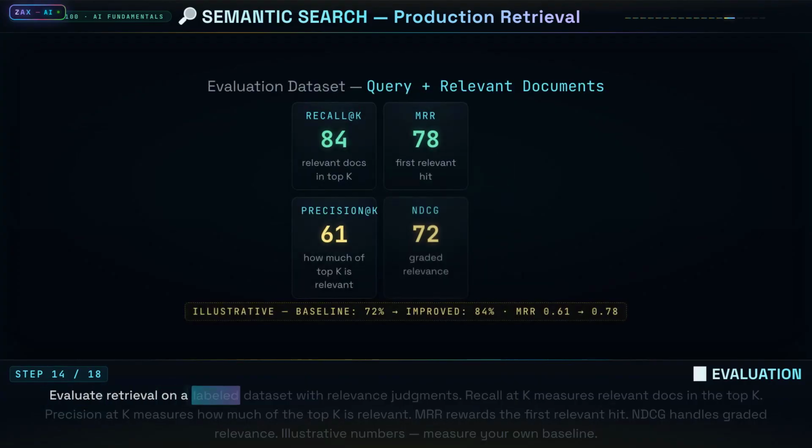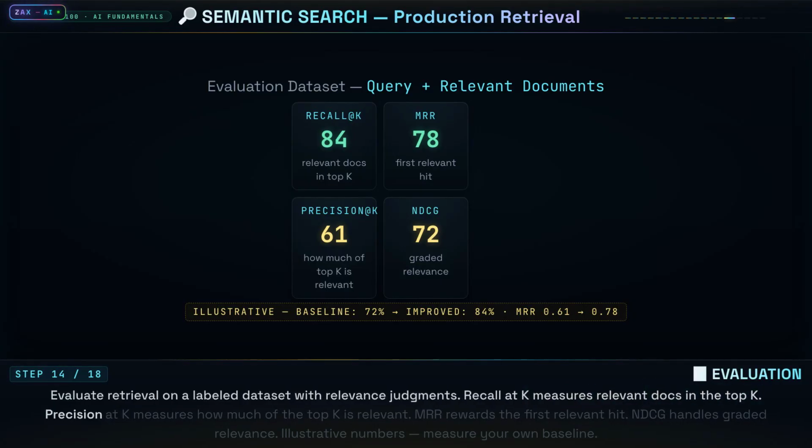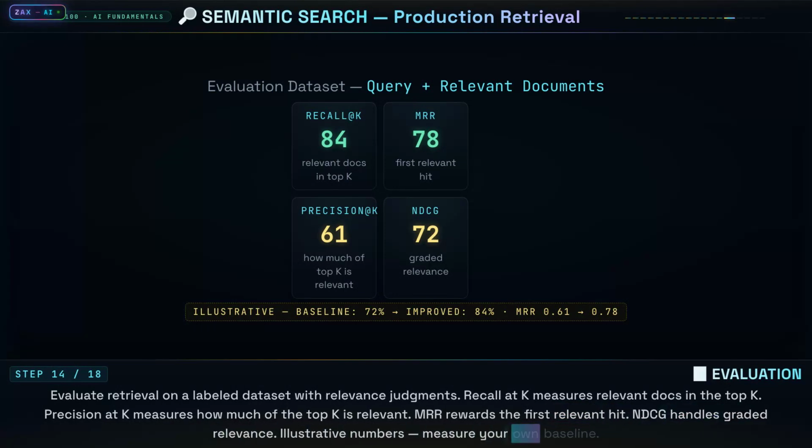Evaluate retrieval on a labeled dataset with relevance judgments. Recall at K measures whether relevant documents appear in the top K. Precision at K measures how much of the top K is relevant. MRR rewards the first relevant hit. NDCG handles graded relevance. These numbers are illustrative. Measure against your own baseline.